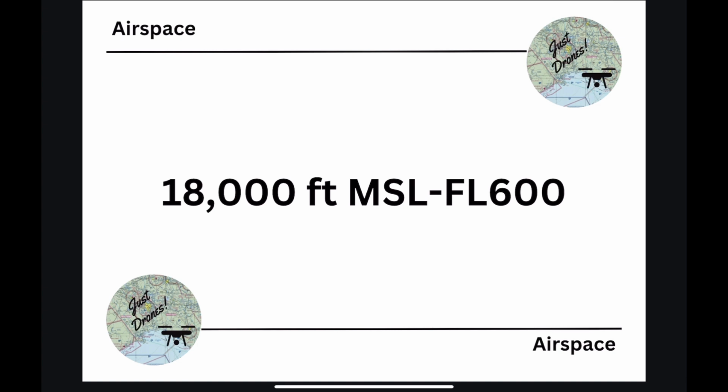So 18,000 to flight level 600 is Class A. And you can tell just by this altitude that you're never going to be flying a small unmanned aircraft system in Class A airspace. But it's still something very important for you to know. Also, you need to know that it is not depicted on a VFR sectional chart.